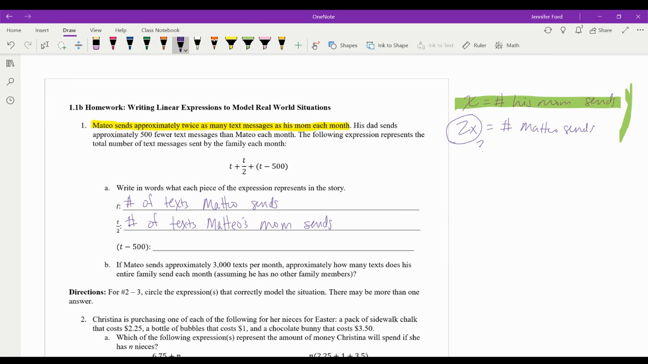All right, next. Then T minus 500, it says here, his dad sends approximately 500 fewer text messages than Mateo. 500 fewer is subtraction. T is the number of texts Mateo sends minus 500. This is the number of texts Mateo's dad sends.